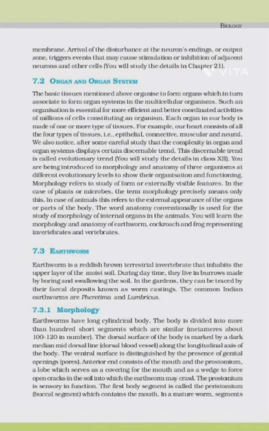Organ and organ system. The basic tissues mentioned above organize to form the organs, which in turn associate to form the organ systems in multicellular organisms. Such an organization is essential for the more efficient and better coordinated activity of the millions of cells constituting an organism. Each organ in our body is made up of one or more types of tissues.